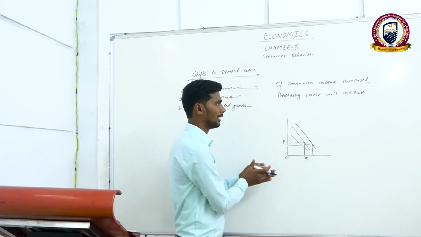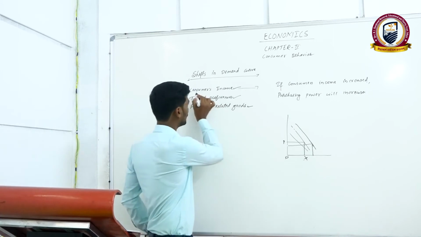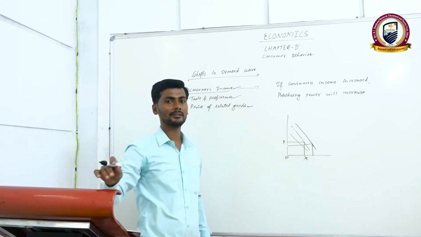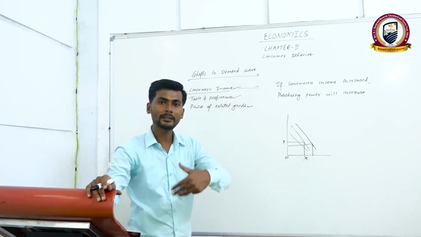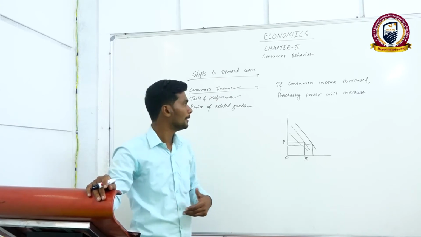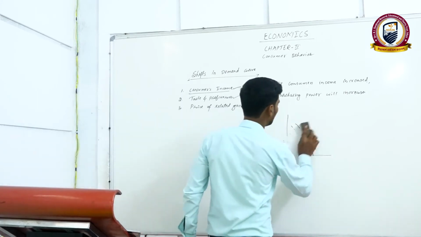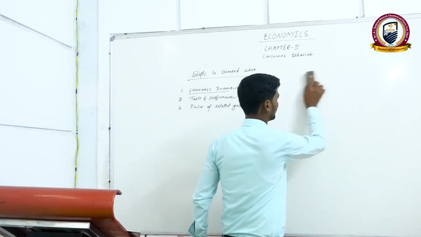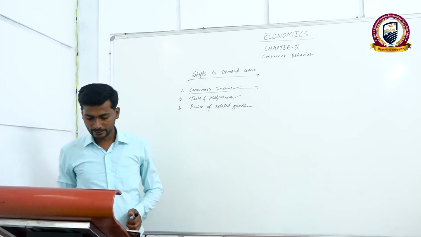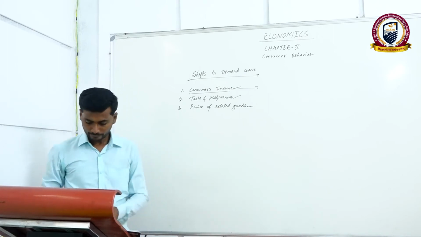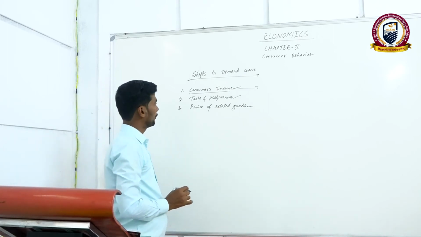So this is what happens, and consumer's income is one of the reasons why the demand curve will shift. So this is the first point, and the second point is taste and preferences.